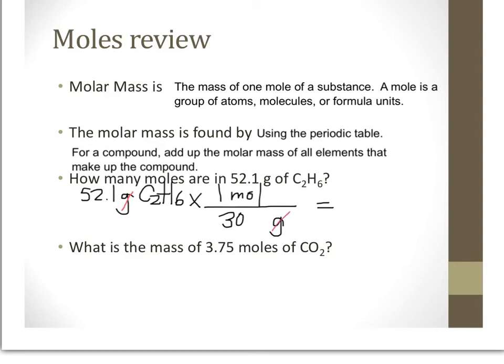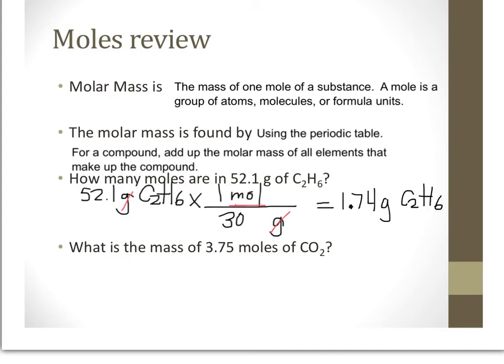So grams cancel out. We're left with units of moles, which is what we want in order to use a BCA table. So 52.1 divided by 30 is 1.74 moles of C2H6. I'm really going to start emphasizing labeling your answer with both the unit, in this case moles, and what chemical you're talking about, because we're doing a chemical reaction. There's going to be 3 or 4 different chemicals involved in the reaction. You want to keep straight which chemical it is that you're talking about.